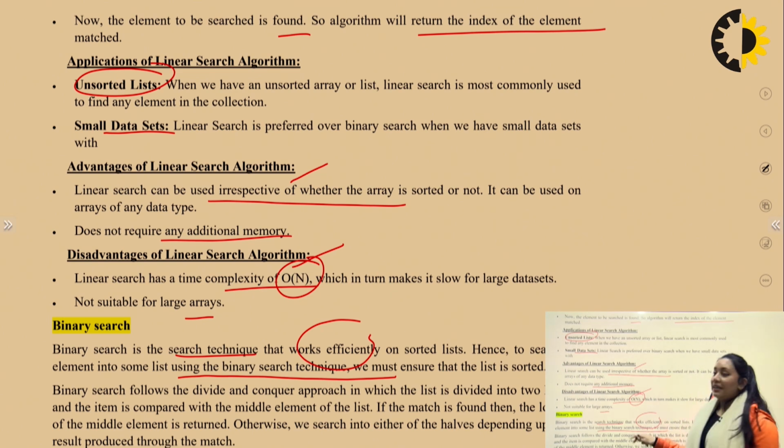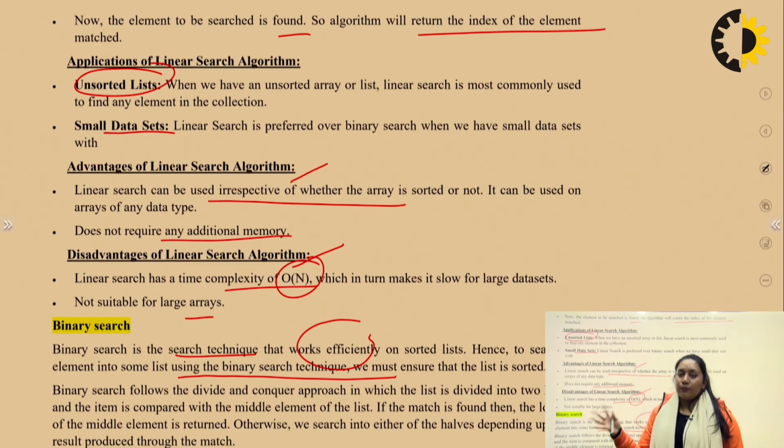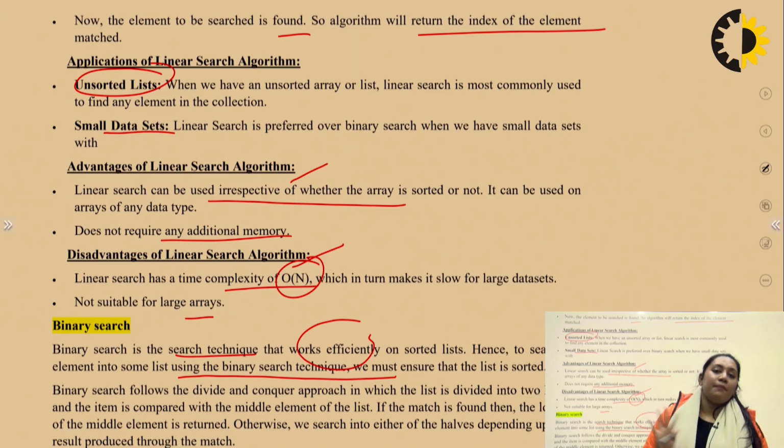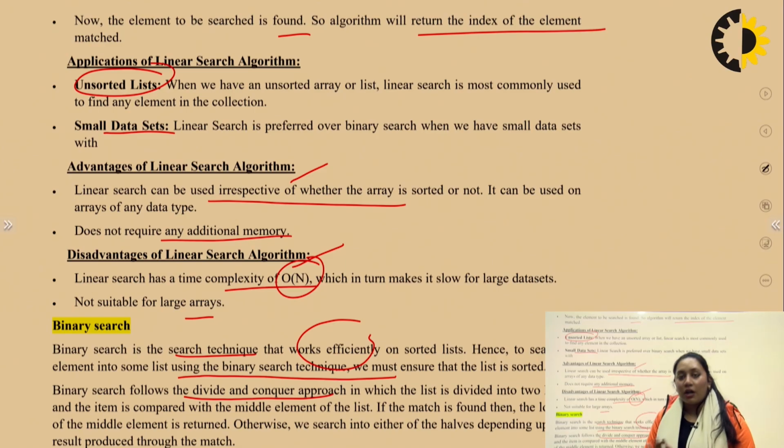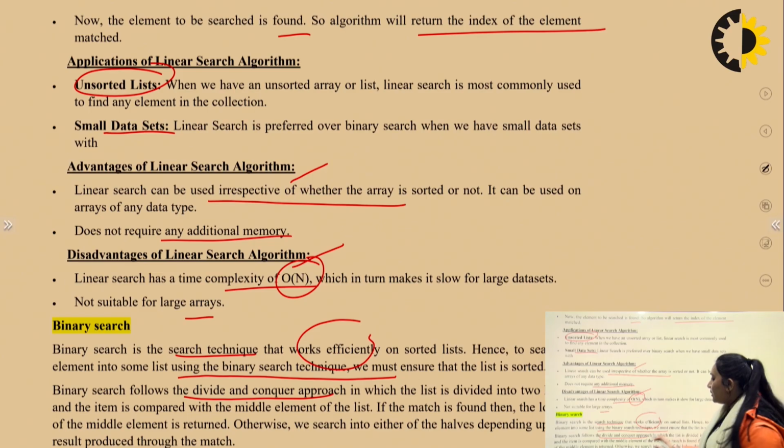So in binary search, the data you are given is already sorted and you just need to implement the binary search algorithm, right? It follows the divide and conquer approach. It divides the data into two halves, and each is compared with the middle element, right?